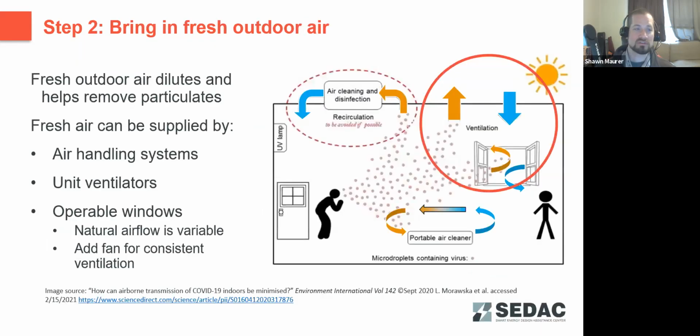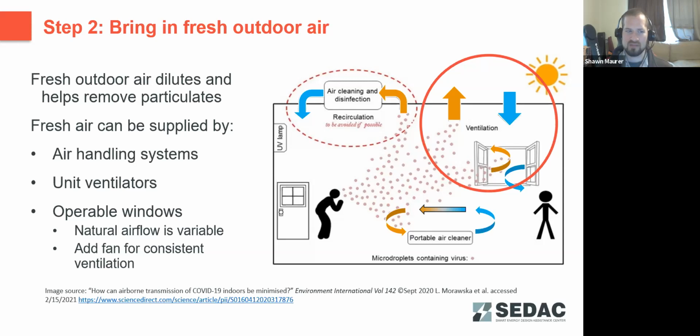So what we want to focus on is, first, how do you bring in fresh outdoor air? Because this is going to be the next biggest way to reduce viral load in the space. Bringing in fresh outdoor air helps dilute particulates in that space, and also bringing in that fresh outdoor air pressurizes that space a little bit. Now you've got to exhaust some air out. The air that's exhausted out of that space will take virus directly out of the space as well.